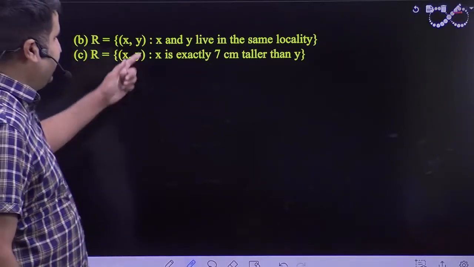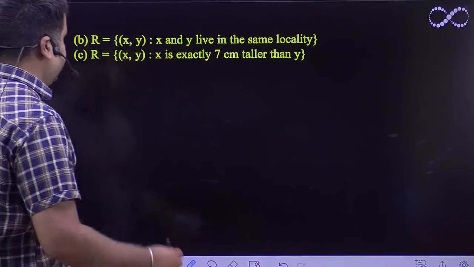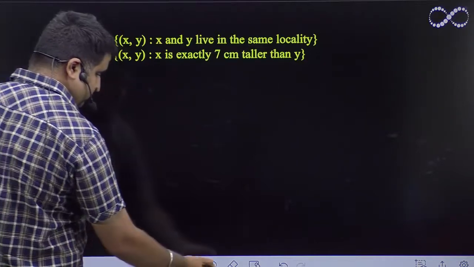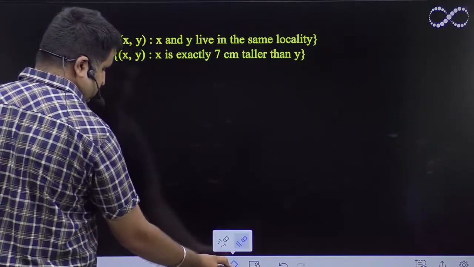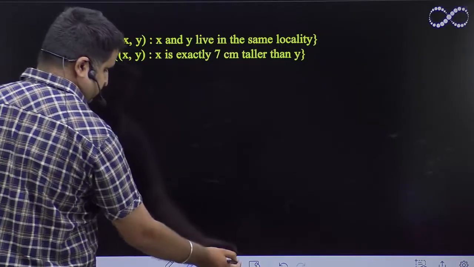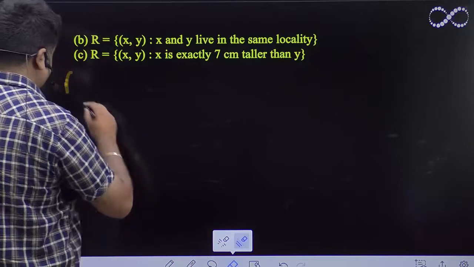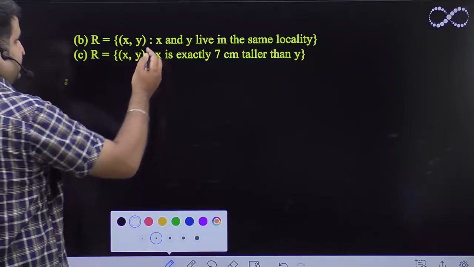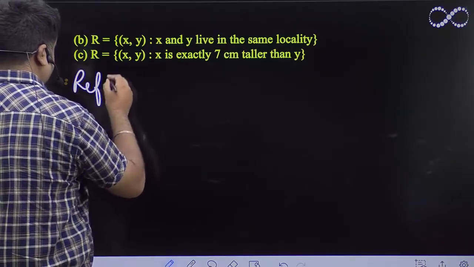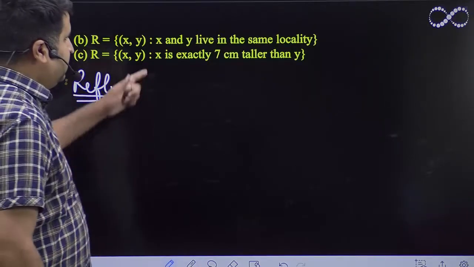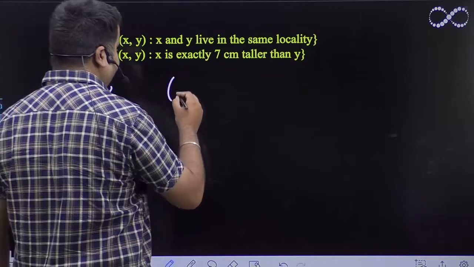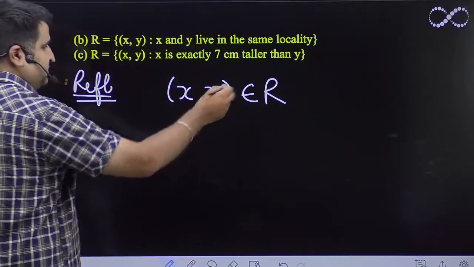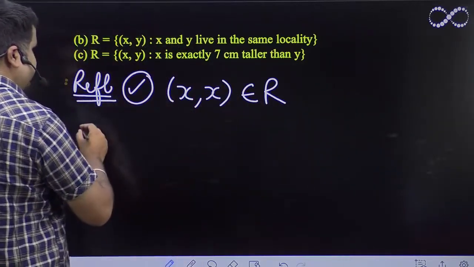B part, which is X and Y live in the same locality. This is also quite similar to the previous one, but we'll anyhow do it. Now, let's see for reflexive property. X and X will live in the same locality because it's the same person. It's quite similar to the previous question. Therefore, X and X belongs to R. So this is a reflexive relation.